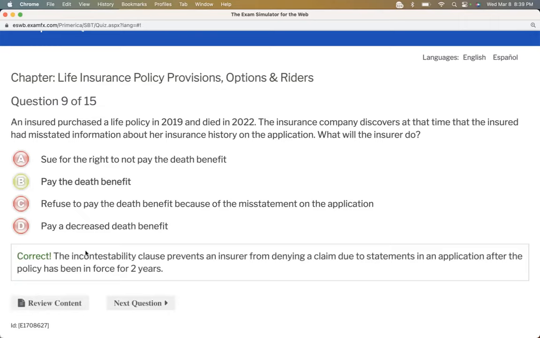2 years. Read that. So there's a thing called an incontestability clause: if the policy has been in force for 2 years, it doesn't matter. If there was fraud, if it was suicide, it doesn't matter. The insurance company is gonna pay no matter what.